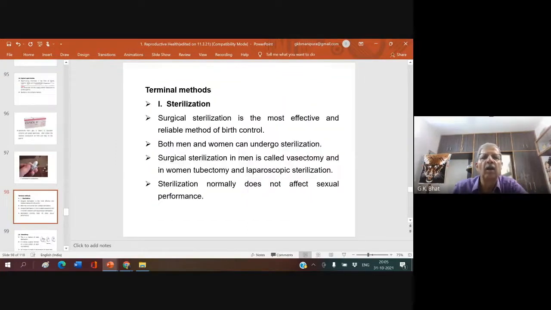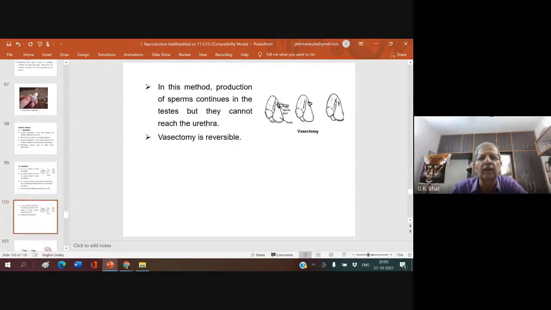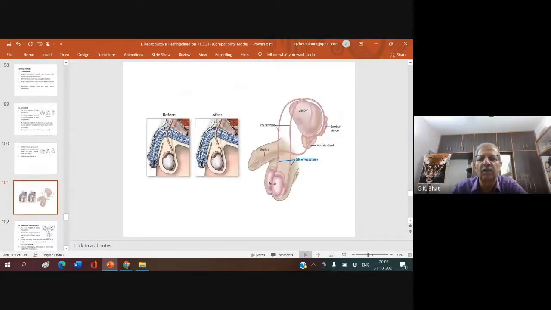Time methods, I already told you about that in yesterday's class. This is what is done. And whenever vasectomy is done, it should be done on both sides. Both sides should be cut, not only one side.